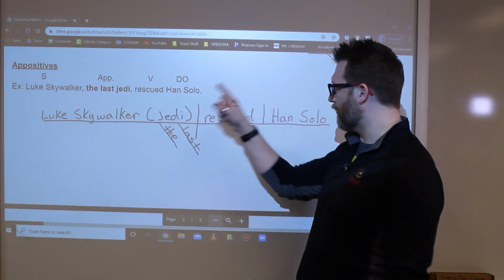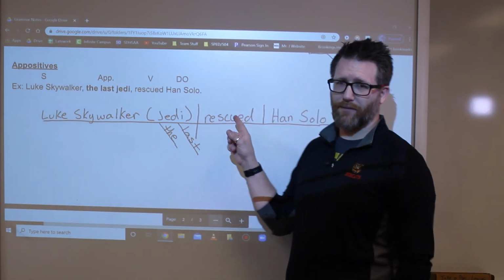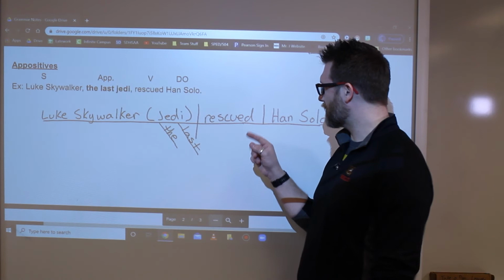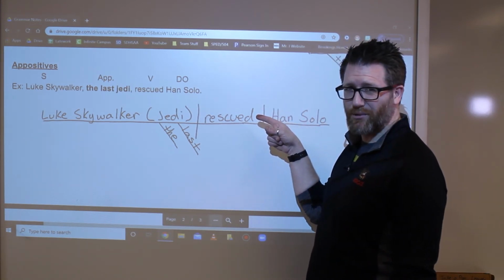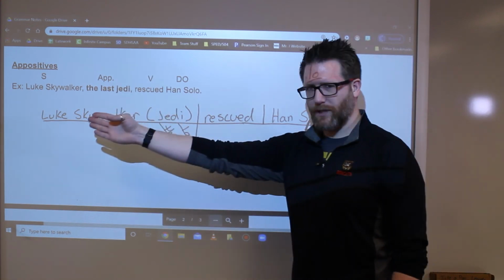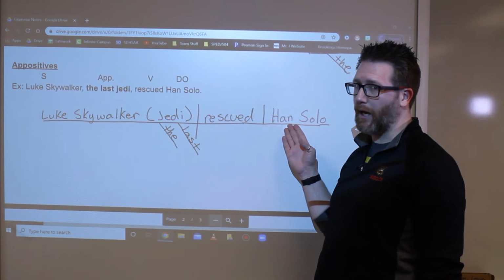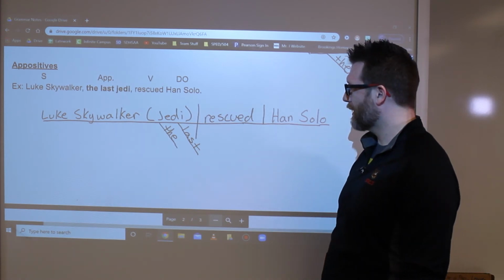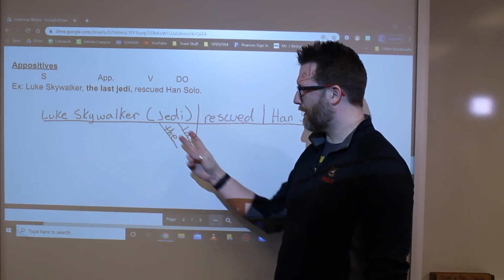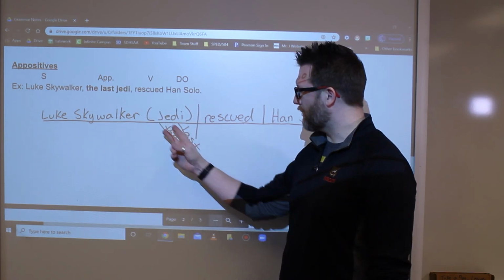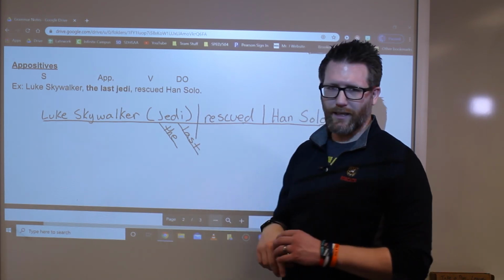And then our verb rescued, and now this is an action verb, and it does have a direct object, which we talked about last time. So a tall vertical line that does not pass through. Luke Skywalker rescued what or whom? Rescued Han Solo. So that's an appositive. They're going to be in parentheses, and then anything describing the appositive is going to be on two slanty lines underneath it.